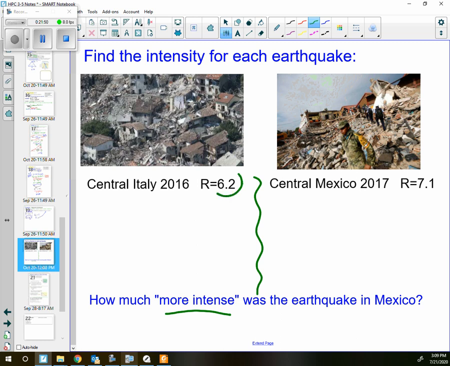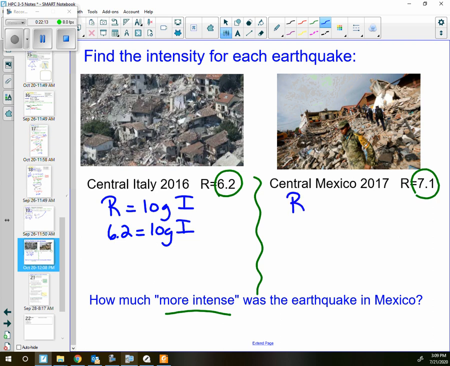Now, a lot of people look at 6.2 and 7.1, and they think it's not that big of a difference. It's only 0.9 difference, so it can't be that big of a deal. But actually, how much is that in terms of magnitude, intensity? So if you take a Richter scale measurement of 6.2, and figure out the intensity, versus a Richter scale measurement of 7.1 and figure out the intensity. Is it really just 0.9? Is that all it is, or is it a lot more intense than that? Because 0.9 bigger doesn't seem like all that much. It's less than 1. Okay, let's solve for it.